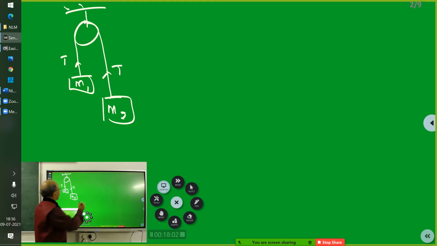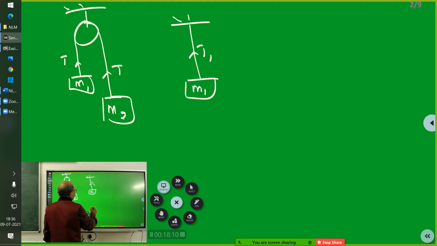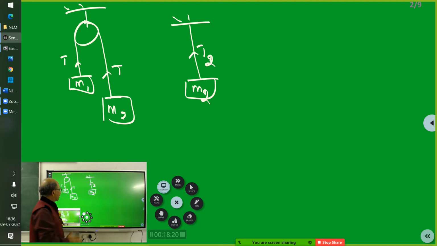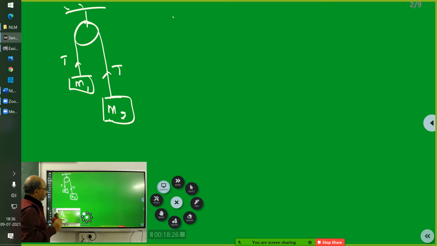You see, now if you have a rope here and then you have mass m1 here, what is the tension? Tension is T1. Supposing you make this mass m2, then the tension will become T2. So the tension keeps on adjusting according to the force. So tension is also self-adjusting. Keep this in mind.